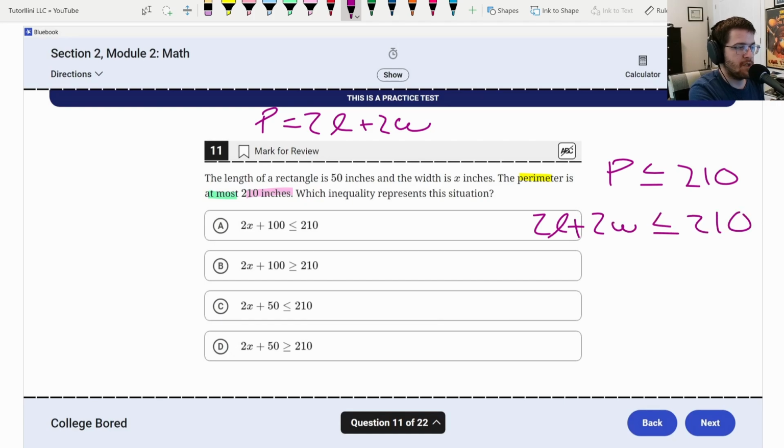And now I'm just going to input the stuff they told us. They told us the length is 50, so 2 times 50. And they told us the width is X.